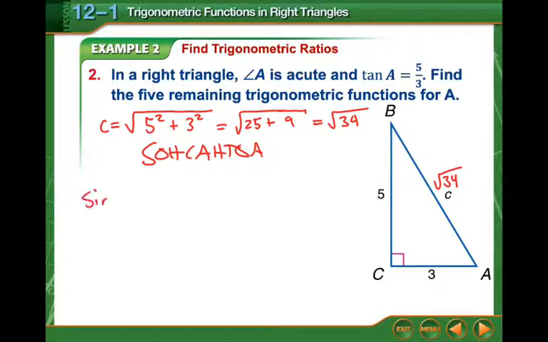So sine, and this is for angle A. It's going to be the opposite, or the 5. Our adjacent is our 3, and the hypotenuse is what we just found, our square root of 34. So that's going to be, again, opposite over hypotenuse, which is 5 over the square root of 34.